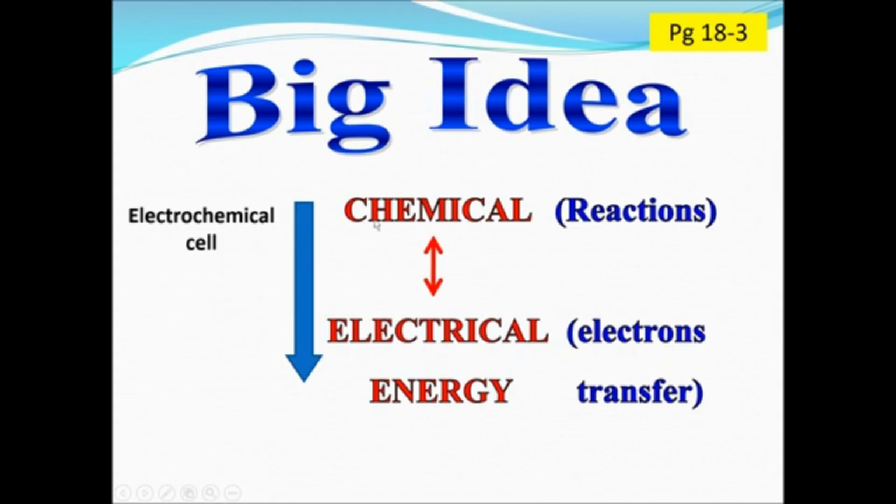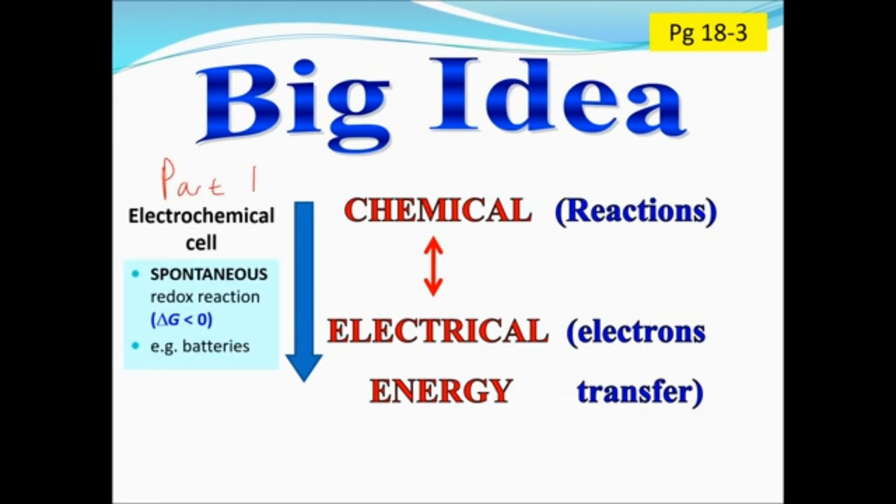And if we get chemicals to react to produce electricity, there will be electrochemical cells, and this is what we'll be covering a lot in part 1 for the next 3 SDL lessons. Here we also introduce the idea that it's a spontaneous reaction, this redox reaction. So delta G is less than 0, and a day-to-day example will be the batteries that we use.